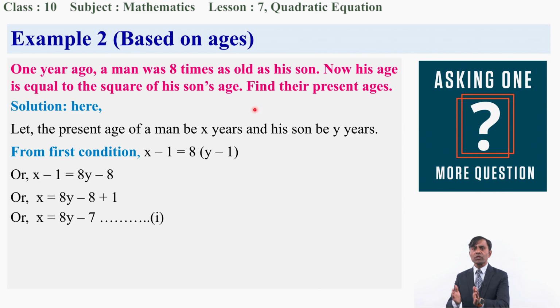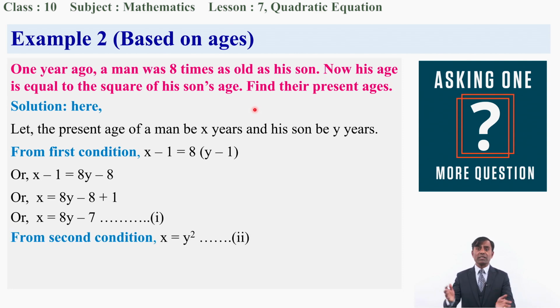Then let's go with the second condition. What is the second condition? Now his age is equal to the square of his son's age. Now the present age is x years. The son's present age is y years. And then the present age of that man is equal to the square of the age of his son, means x is equal to y square. That is from the second condition. Now solve these two equations.